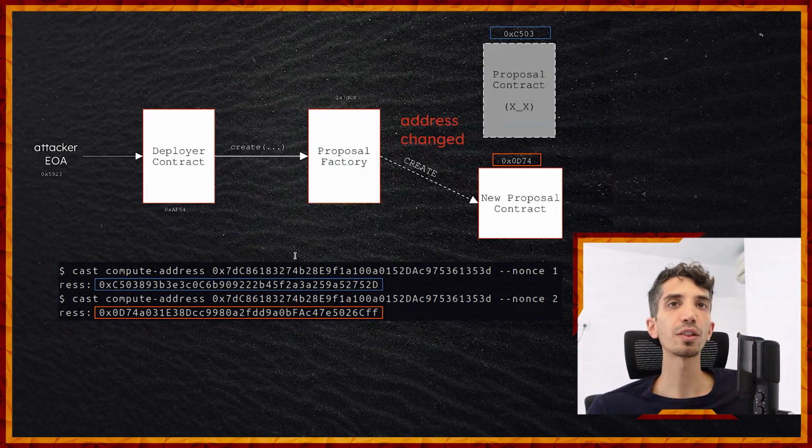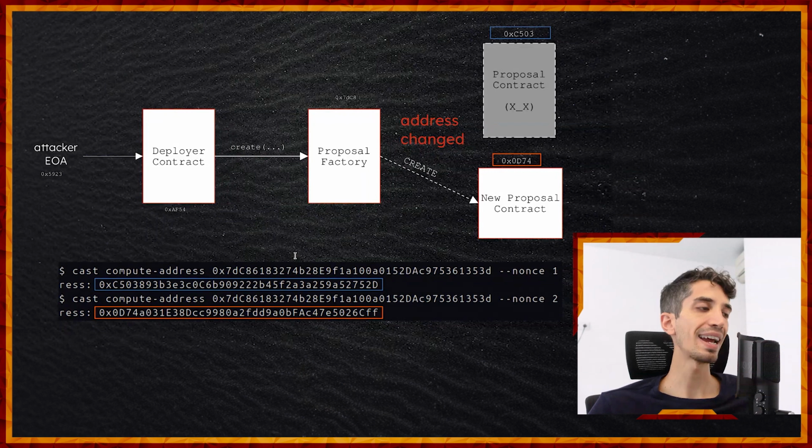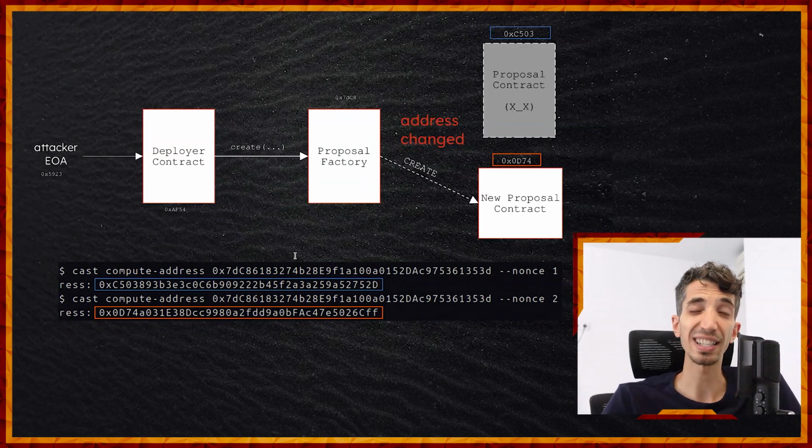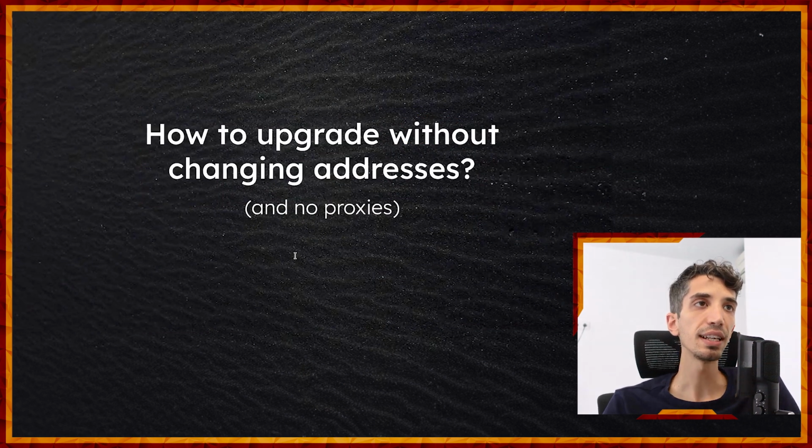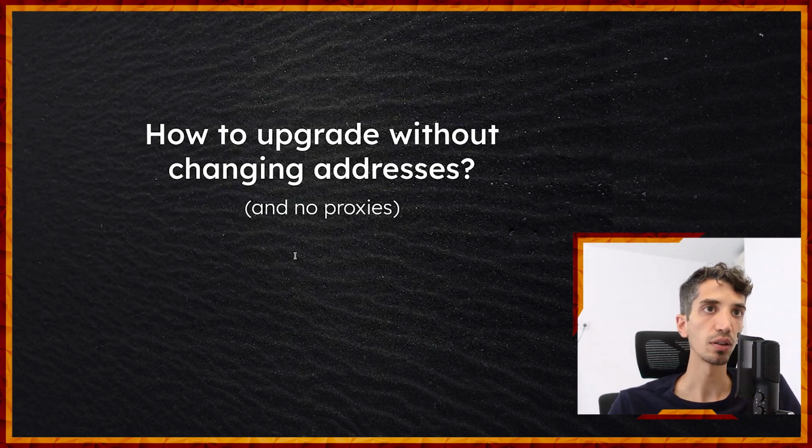and things have changed, and that could be quite telling for anybody participating in governance, noting that the proposal contract has changed, so something is going on, right? So this is probably not the best way for the attacker to upgrade the contract. But the attacker had another way. So let's see how the attacker was able to do this without changing the addresses and without using proxies, okay?